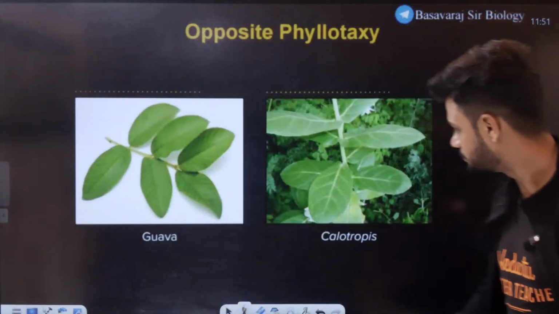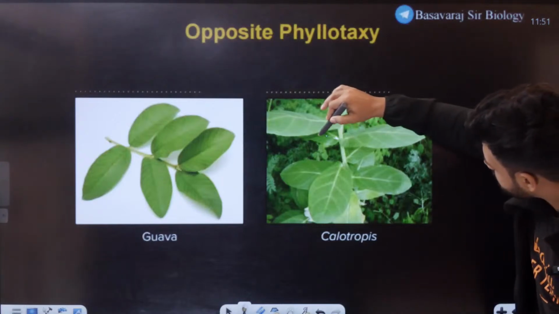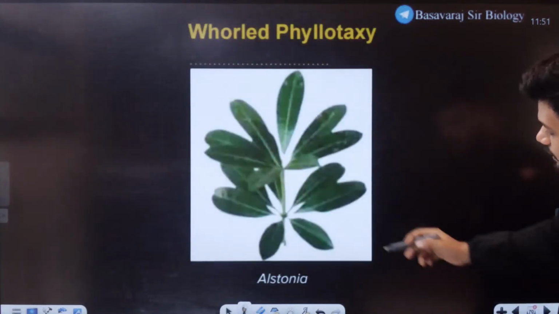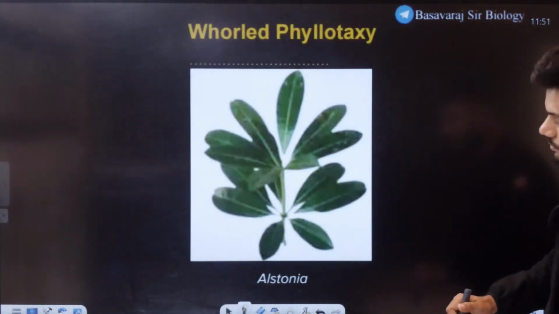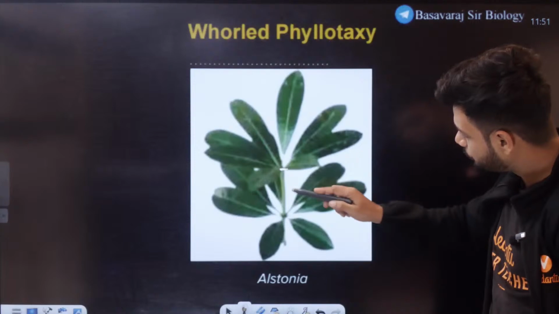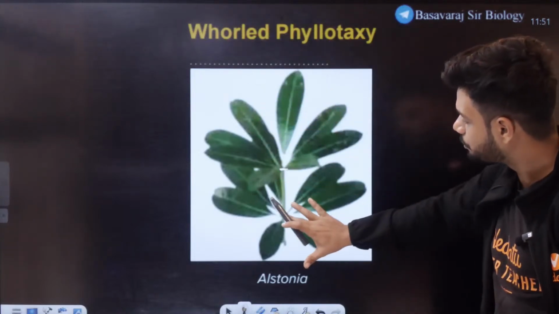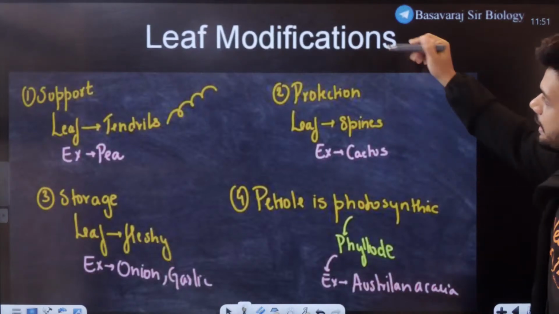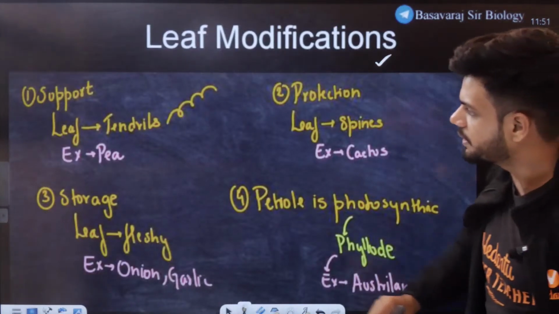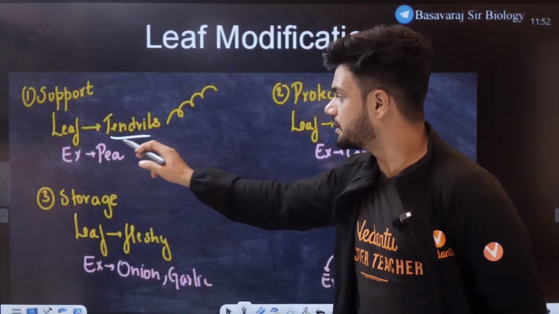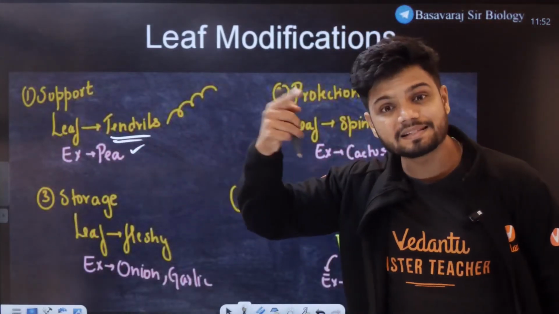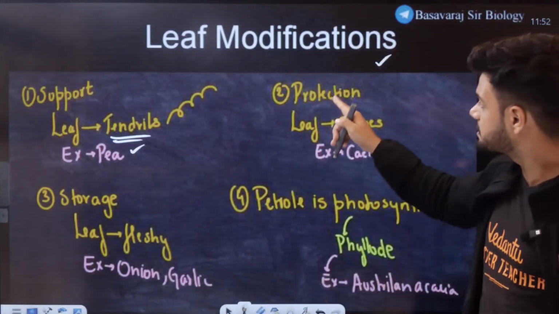Look around and find them. So can you see? It is alternate. Look at the Alstonia. Completely whorled. At one point, many leaves are present at one node. Okay. Now, leaf modification. For example, leaf can also become tendril. Students, this you might have noticed, right? Pea plants, tendrils, leaf.